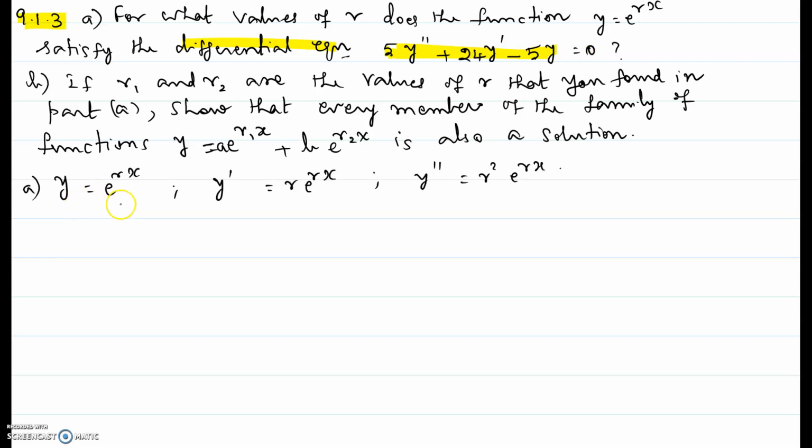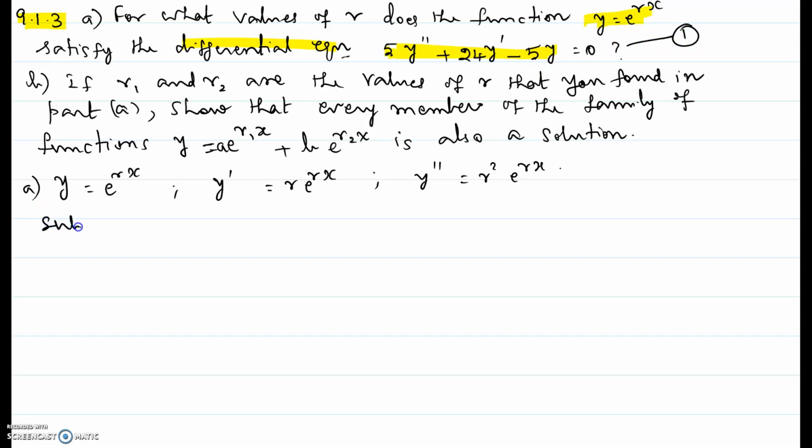As y is given as e to the rx, we will find its first derivative and second derivative. Y prime is r e to the rx, y double prime is r squared e to the rx. It says in the problem that y equal to e to the rx satisfies this differential equation, so we have to plug in y double prime and y prime into the equation given in the problem. Let's call the equation A1.